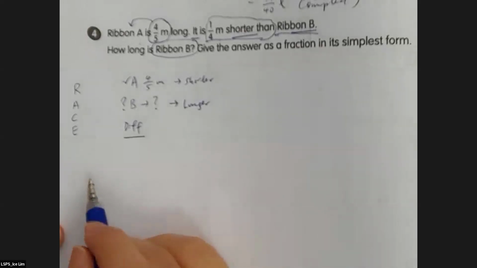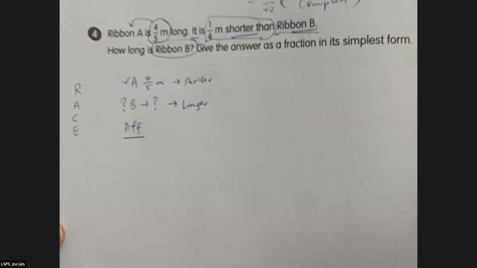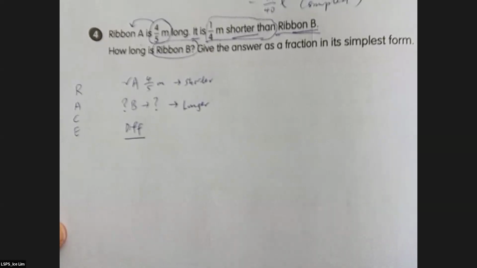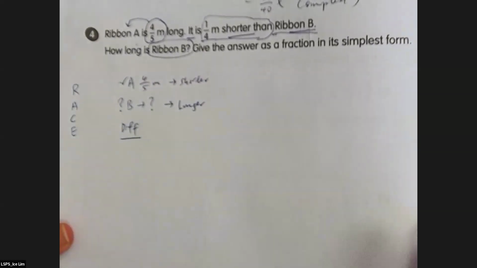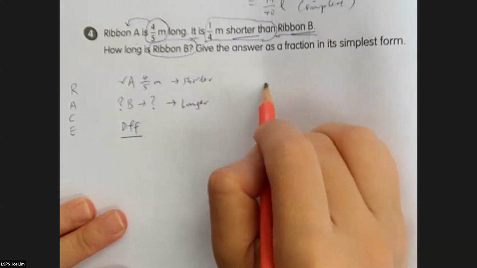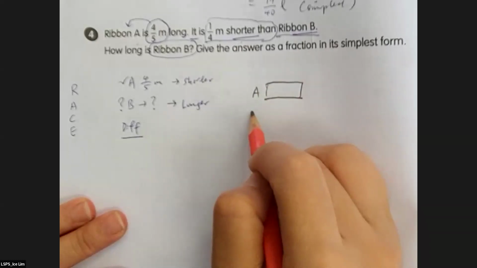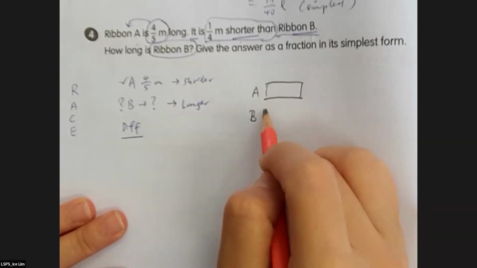Now in this case, I'm going to draw a model. I think a model will help me. So in this case, I will draw a model. I will draw A being shorter because that's what I get. A is shorter. And I'm going to draw B is longer.